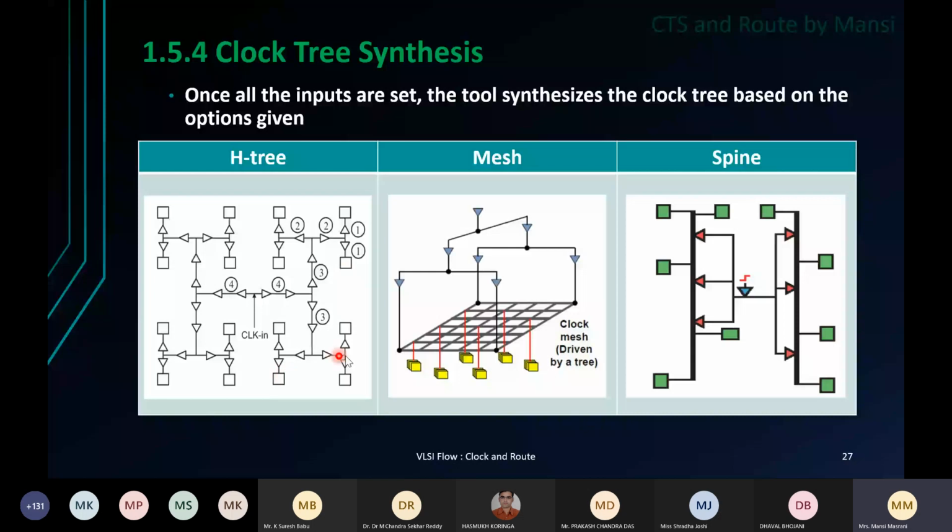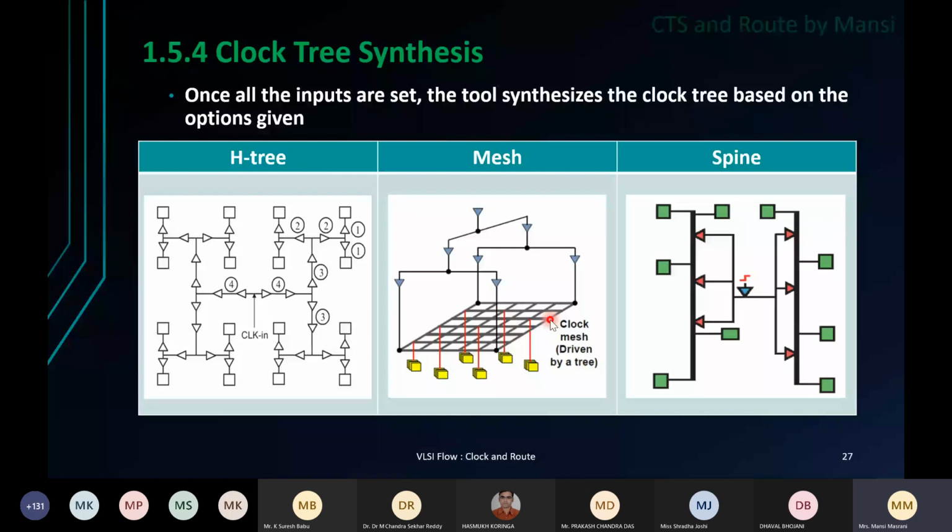From this point to this point, how many buffers are there? 1, 2, 3, 4, 5, 6. And to this point also, there are 1, 2, 3, 4, 5, and 6. So it actually tries to balance the skew for the whole design. So H tree has the maximum skew balancing. Now let's come to the mesh.